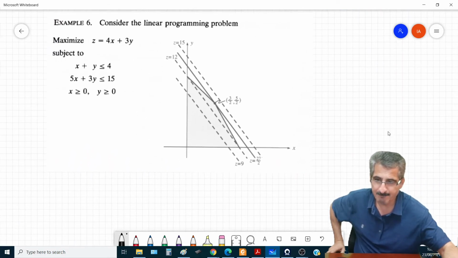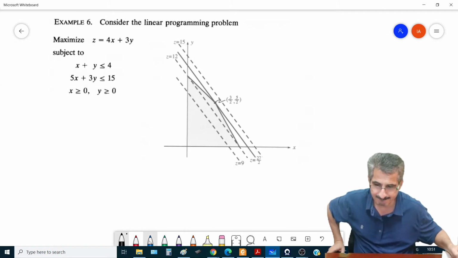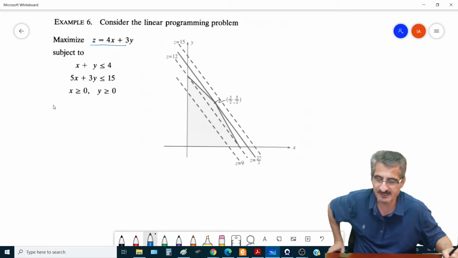Okay, now consider the linear programming problem. Minimize this objective function under these constraints.